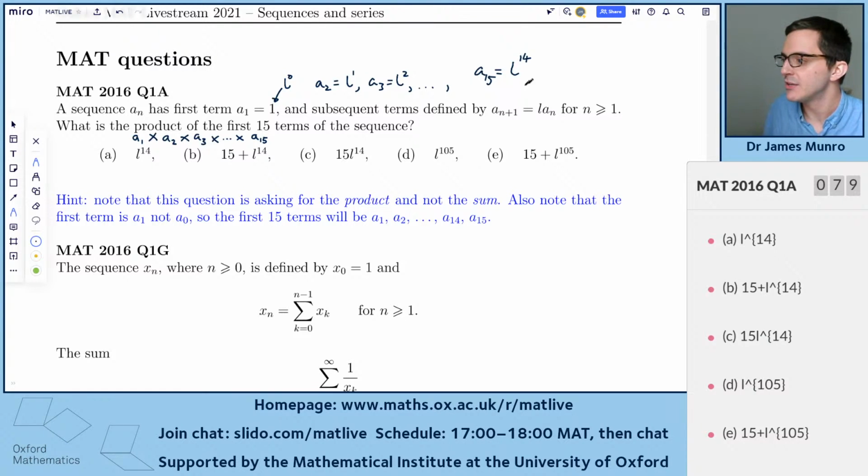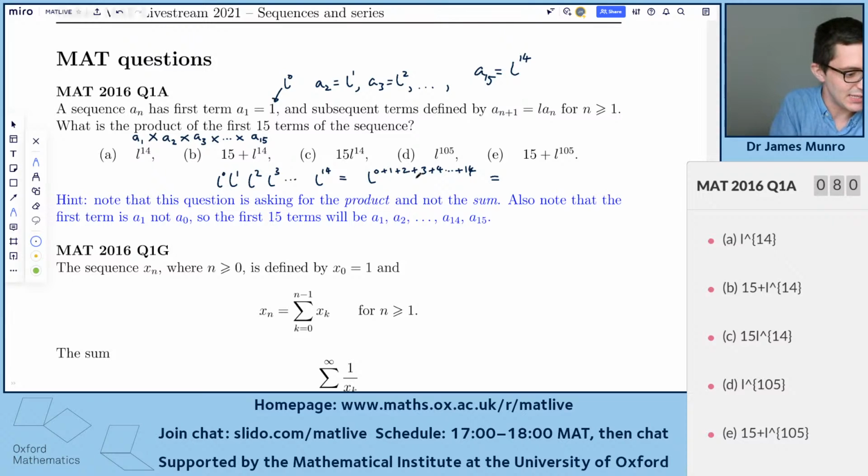Cool. Right. Okay. So we want to multiply all these together. Olivia had a suggestion that we could think about this in terms of exponents. I've been cheeky and missed out the L to the 0. L to the 14 we could think about in terms of exponents. We want all of this, so we're going to need to actually add some numbers together, not multiply some things together. I think that's brilliant. This turns out to be L to the 105, which is option D.